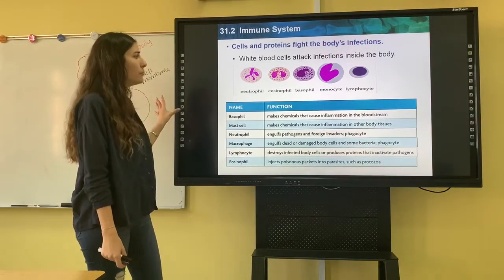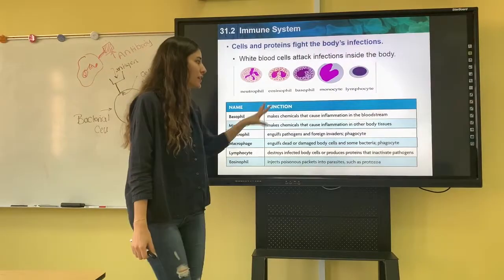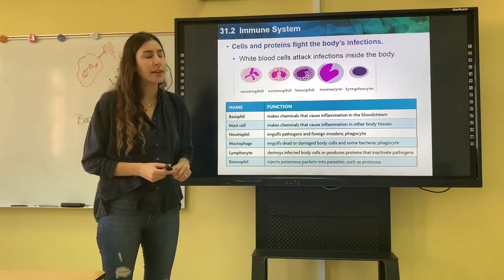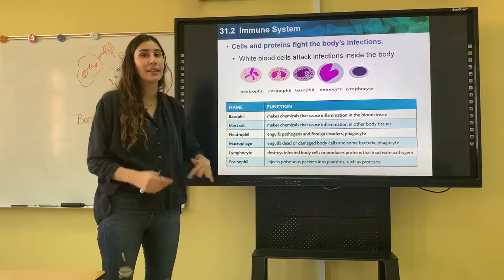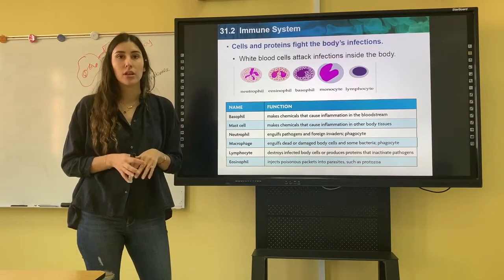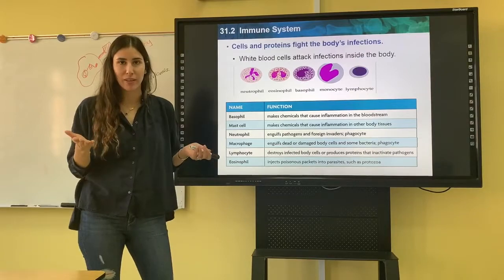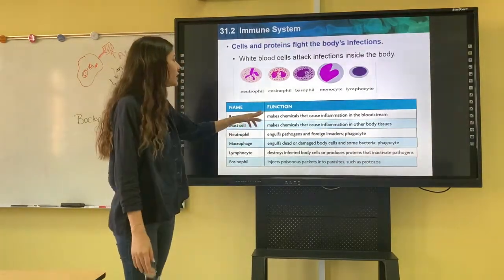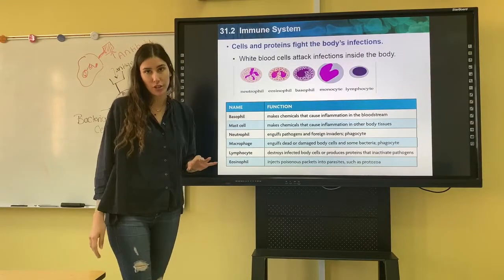For here, I'm not going to go through this because you have the information in front of you. All you need to know for this slide is we have, like I said, several types of white blood cells. We don't just have one type of white blood cell. There are many different families of white blood cells. Each one has a specific function, okay?